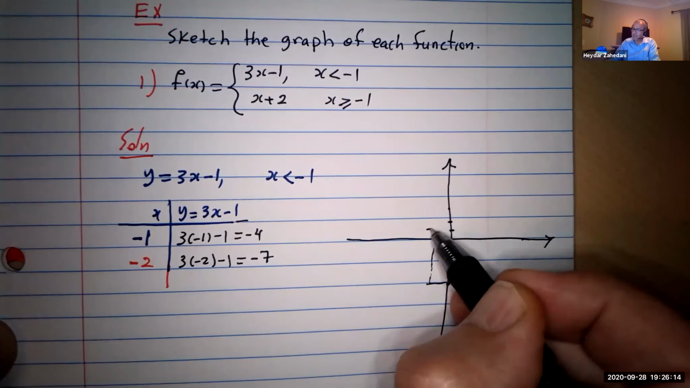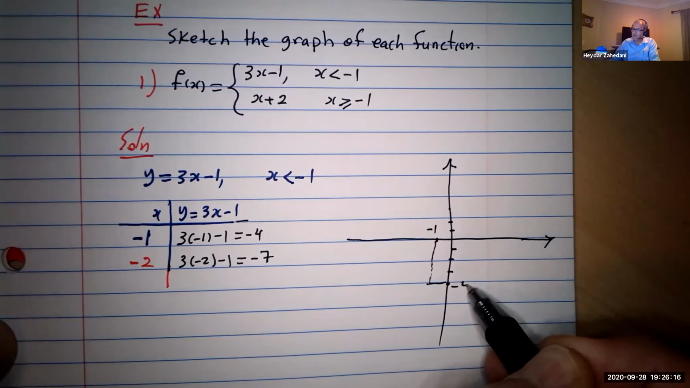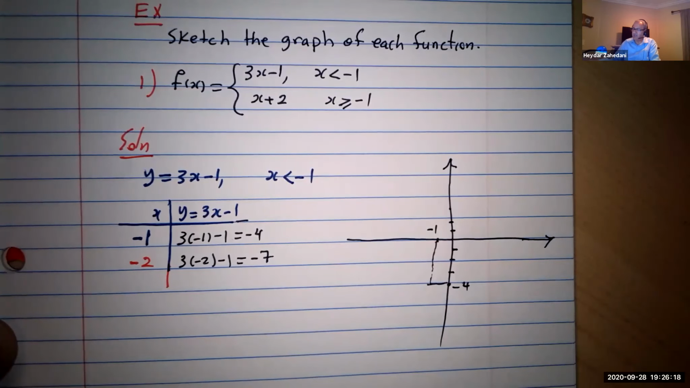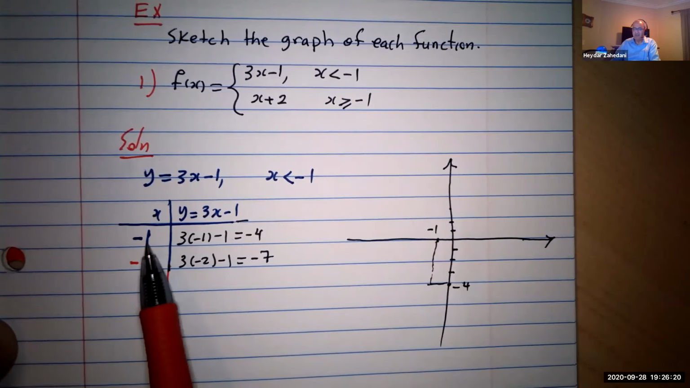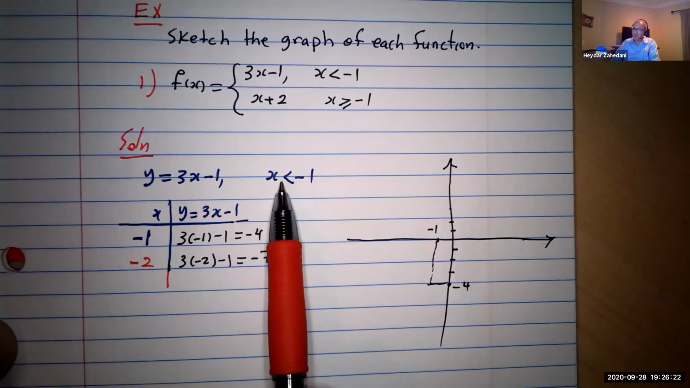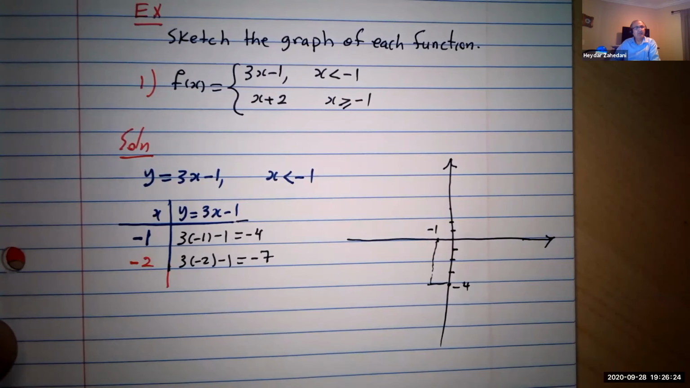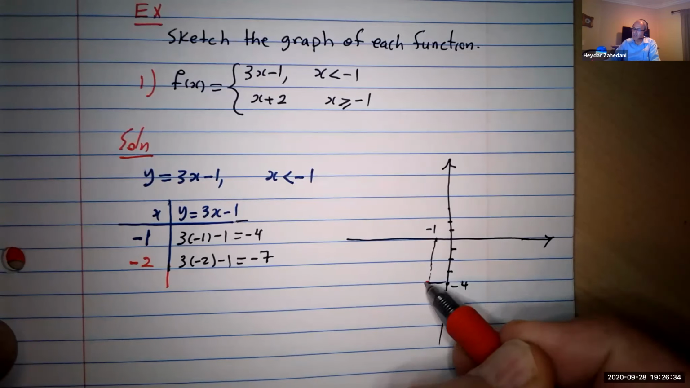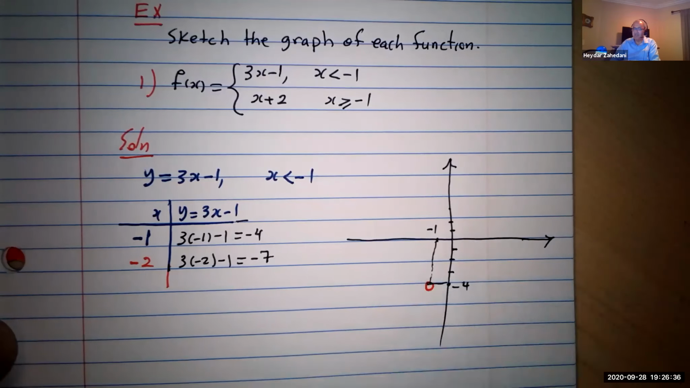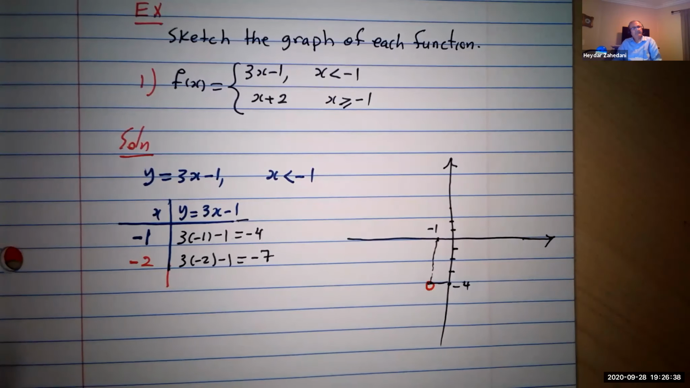Okay, this is going to be a negative 1 and the negative 4. But you see now, for the negative 1, you don't have an equality sign. Since you don't have the equality sign, this means this point is not going to be on your graph. So since it's not going to be on the graph, you make a hole here, you see? That's the way we took care of that negative 1.